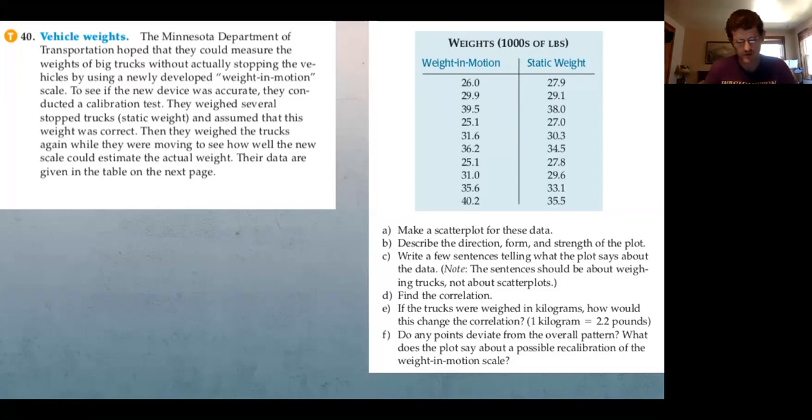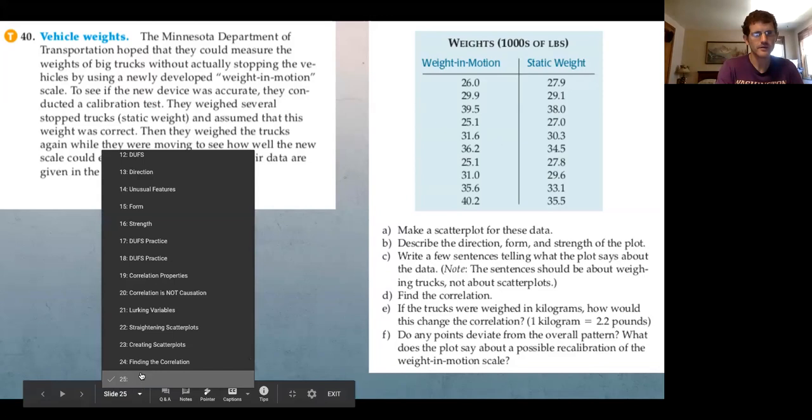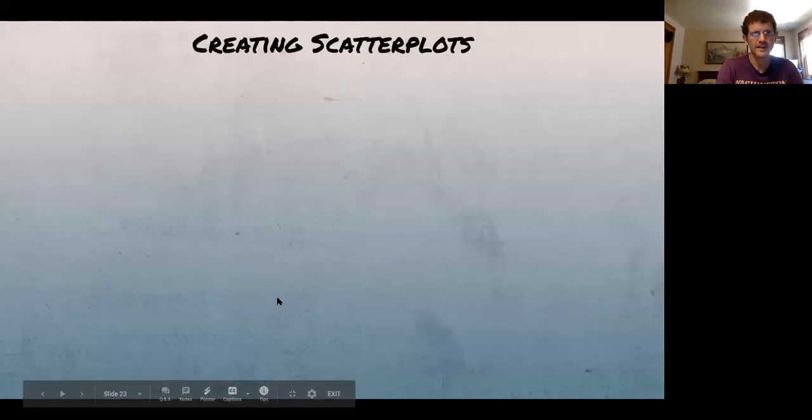So you see your two quantitative variables. We're good there. We're going to make a scatter plot for this data. All right. I should mention, this is number 40 in your textbook. So if you already have that open from the last thing, you can find number 40 to see this data, which is on page 170. So I'm going to go back to this slide.